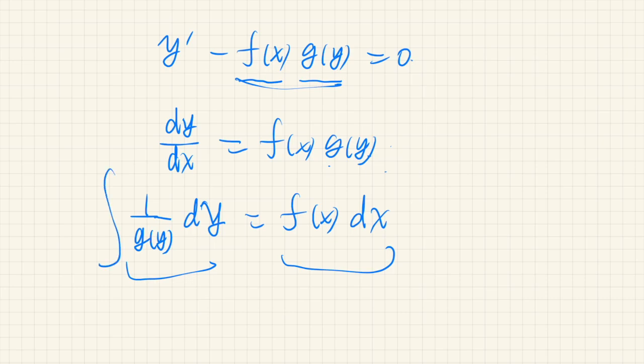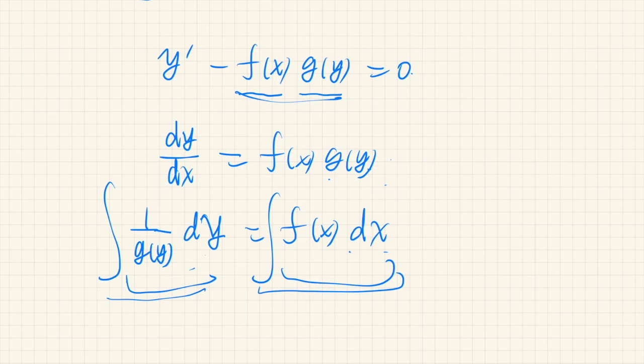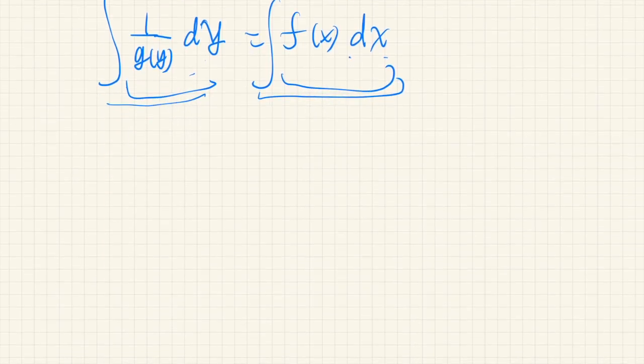Then we integrate both sides. So we just integrate the left-hand side with respect to y. So we get some function of y. And if we integrate the right-hand side with respect to x, then we have some function of x. In this way, we can at least implicitly solve the differential equation for y. And this procedure is called separation of variables. All right, let's see an example.